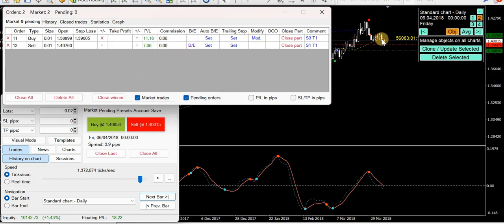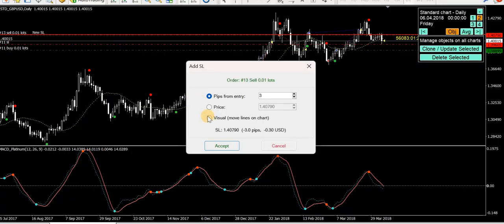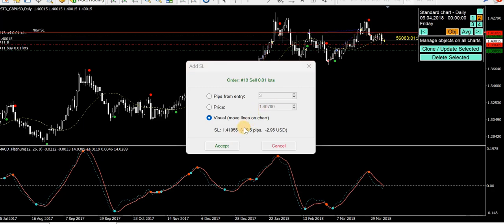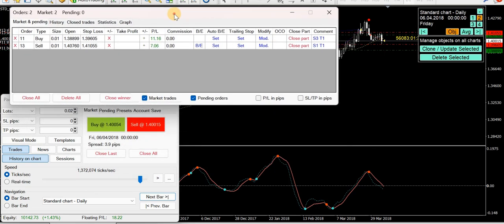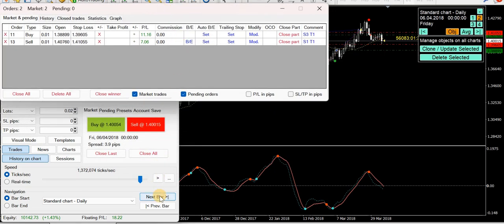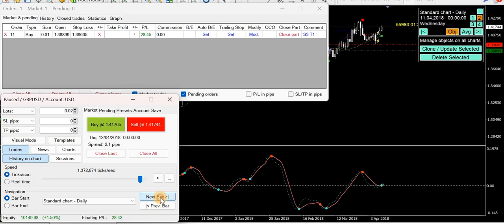Not stopped out on the buy yet. The sell will set the stop. Again, we'll just do a visual move. I'll just put it above this little high here. Can't lose. Trying to look for a sequence. So I'm just going to fast forward and see if I can find a set of sequences.